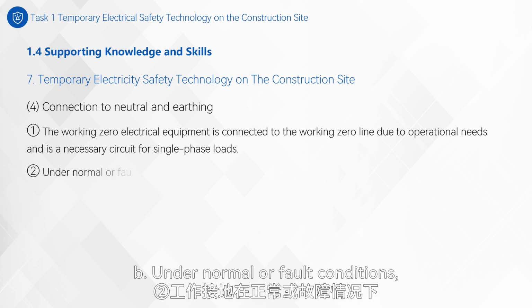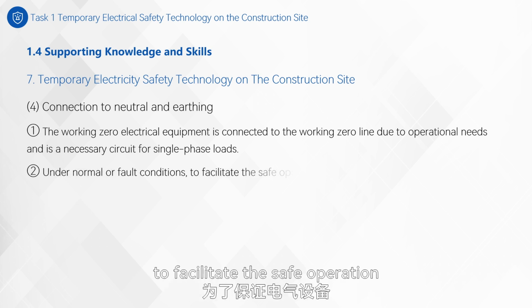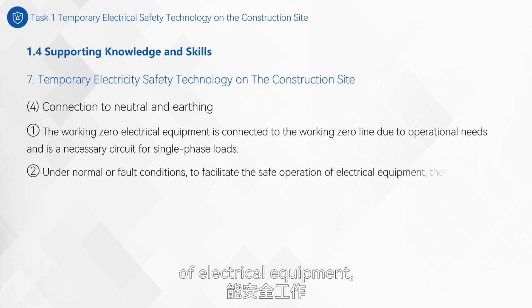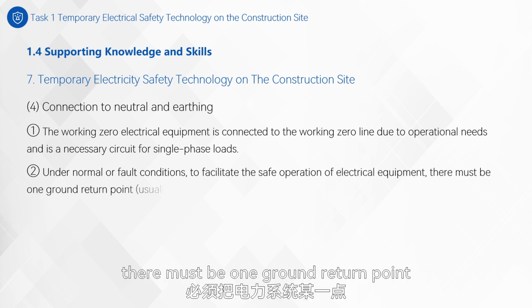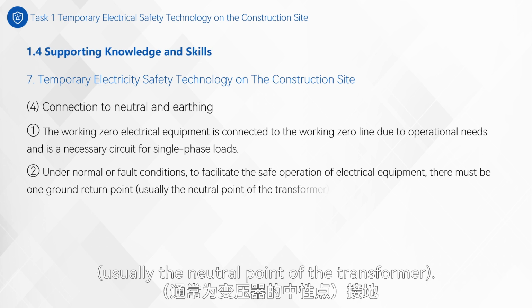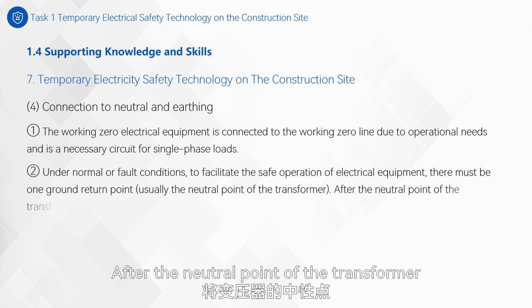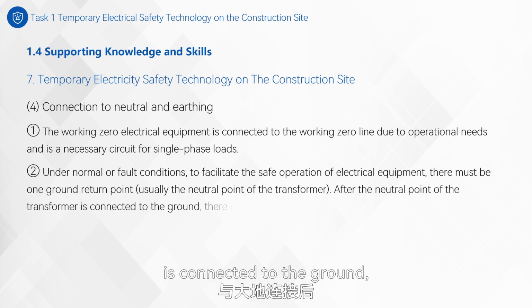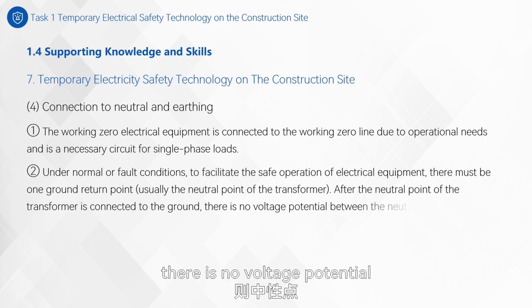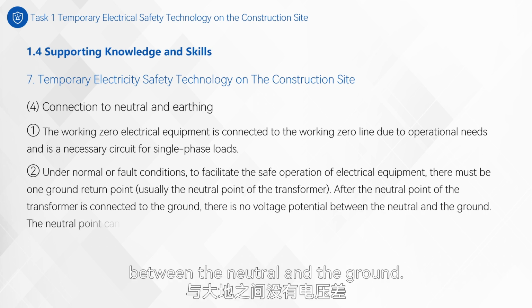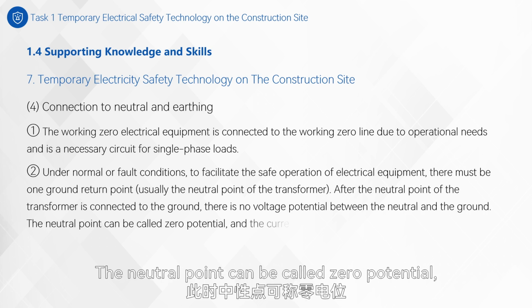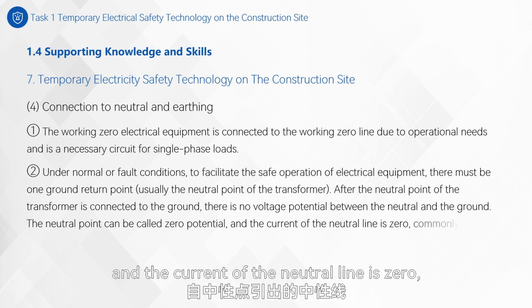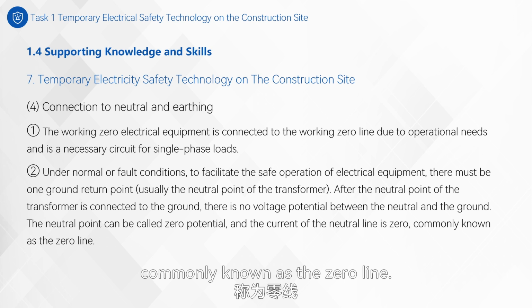B. Under normal or fault conditions, to facilitate the safe operation of electrical equipment, there must be one ground return point, usually the neutral point of the transformer. After the neutral point of the transformer is connected to the ground, there is no voltage potential between the neutral and the ground. The neutral point can be called zero potential, and the current of the neutral line is zero, commonly known as the zero line.